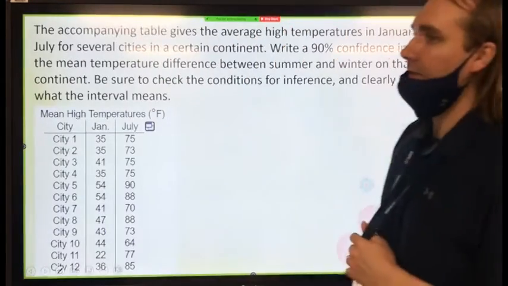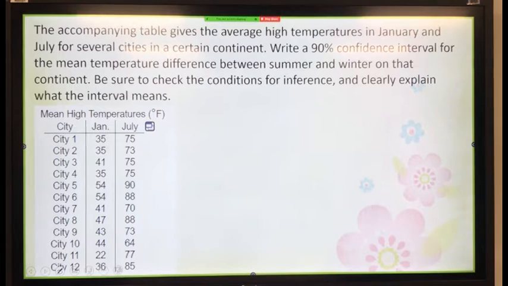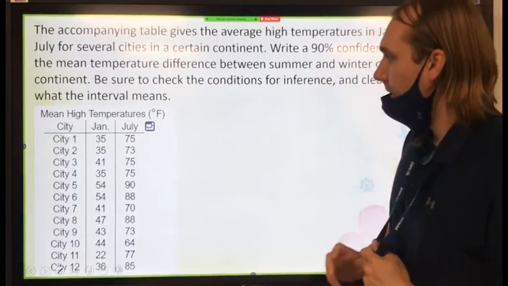Because this is AP Stats. What if you're just given, hey, here's some information, go and find the paired data confidence interval. So, the accompanying table gives the average high temperatures in January and July for several cities in a certain continent. Write a 90% confidence interval for the mean temperature differences between summer and winter on that continent. Be sure to check the conditions for inference and clearly explain what the interval means. Let's go ahead and assume that all the conditions are met.